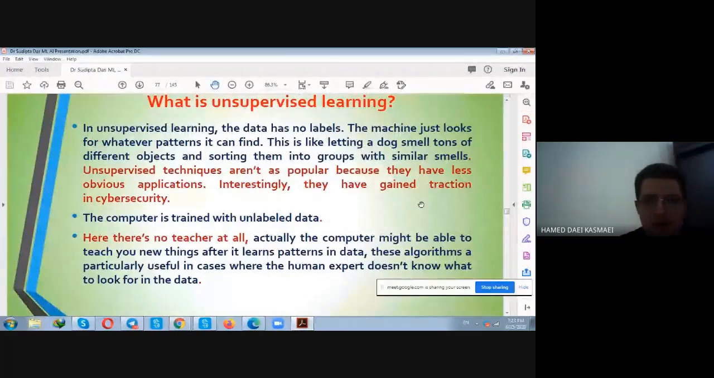And what is unsupervised learning? In unsupervised learning, the data has no labels, which is much better for us because labels have many problems for us, being time consuming and requiring human action. Okay, the machine just looks for whatever patterns it can find. This is like letting a dog smell tons of different objects and sorting them into groups with similar smells.